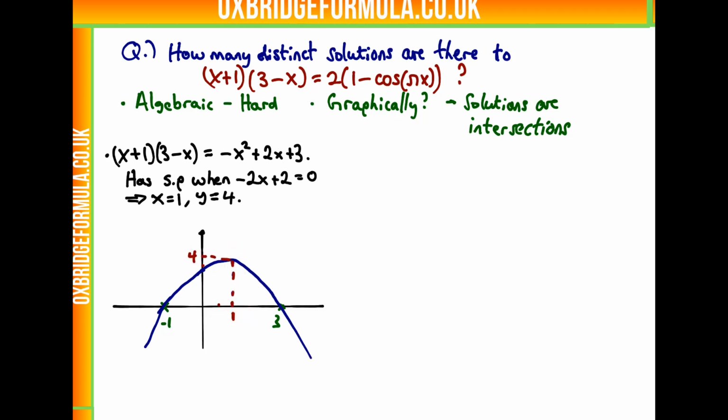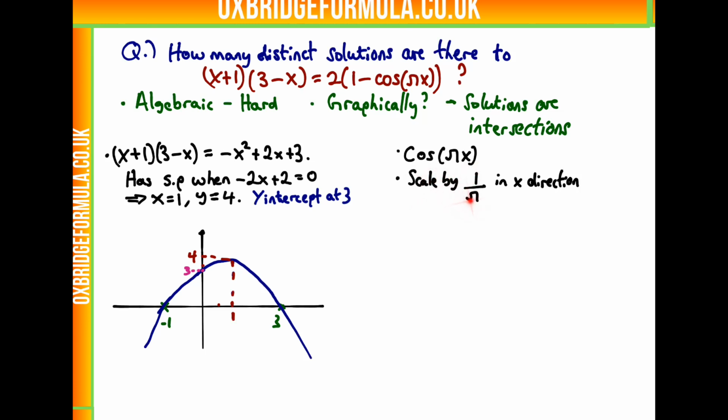What else do we know? We know the y-intercept is going to be 3. So this is going to be the sketch of our graph. What does 2 times (1 - cos πx) look like? Well, first, you can see this is going to be a transformation of cos x. Let's see if we can draw cos πx first. Well, this is precisely a scaling by 1 over π in the x direction, or like a shrinking by a factor of π.